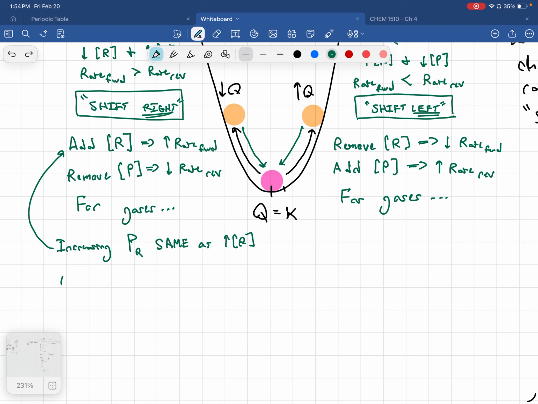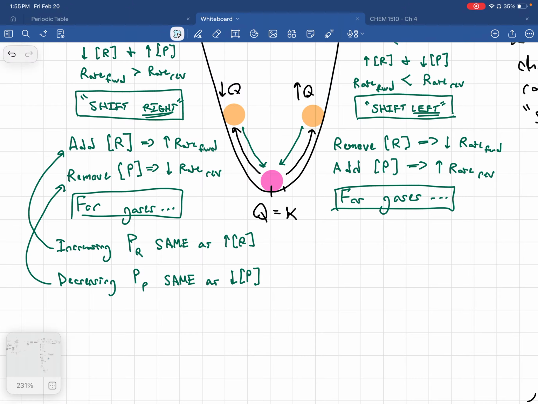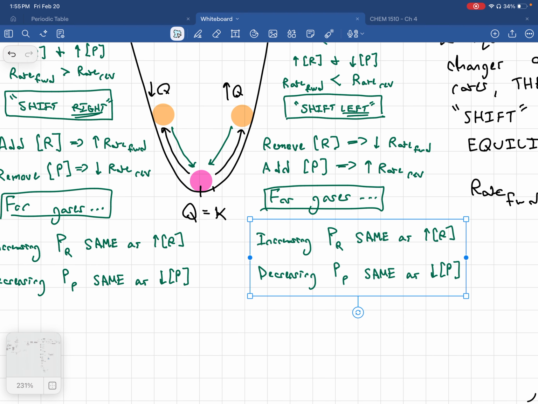Same thing, if we were to decrease the partial pressure of a product, well, again, that's going to be the same as decreasing the concentration of a product, which again results in a shift to the right. And so, of course, the opposites apply on the other side, because whatever goes in one direction on one side goes in the opposite direction on the other.